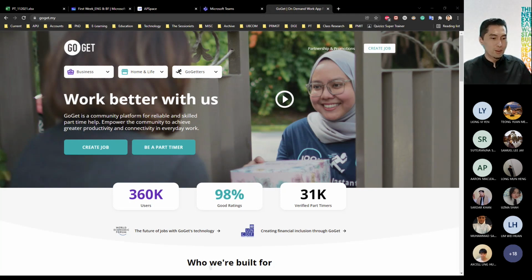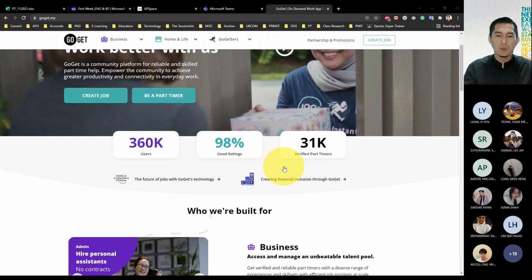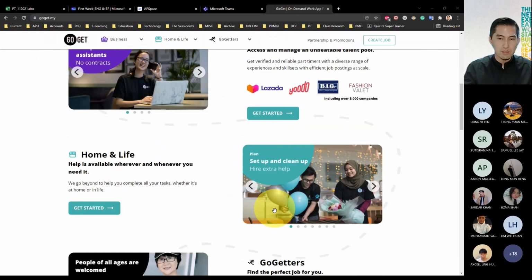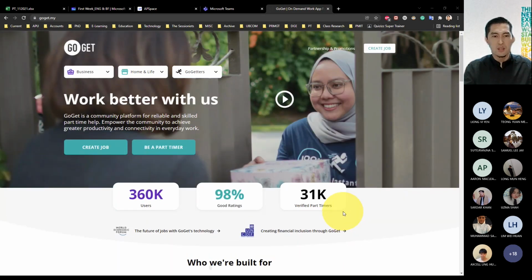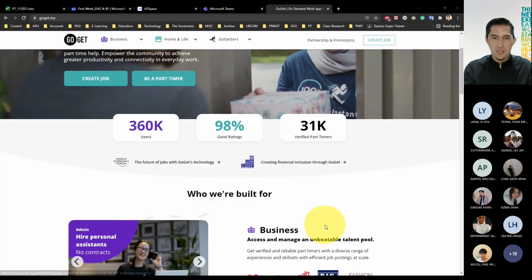This is the time for me to draw out people, just to check whether you are here. Okay, anyway, so now why GoGet is interesting is that it's not your typical Grab Food or Food Panda or Shopee Food, which are all very focused on food. To be fair, Grab has other services as well, like Grab Mart and Grab Car. But what GoGet does more than the rest of them is that their services extend across other areas beyond delivery.